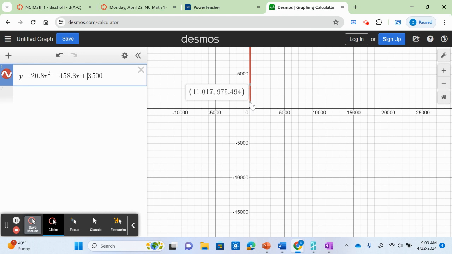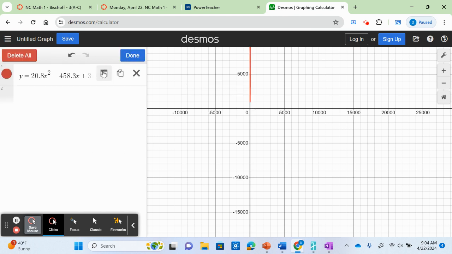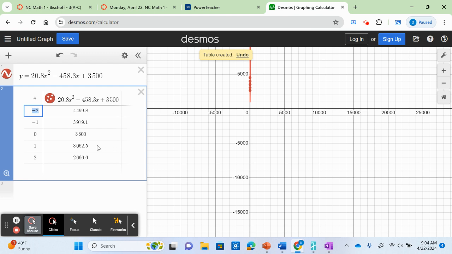What's the question asking? If x equals 0 in 1964, what year did the car have the least value? So 1965 is x equals 1. 1970 is x equals 6. You guys see how I'm calculating that? So I'm going to pull up a table. When x is 1, my car is worth $3,062.